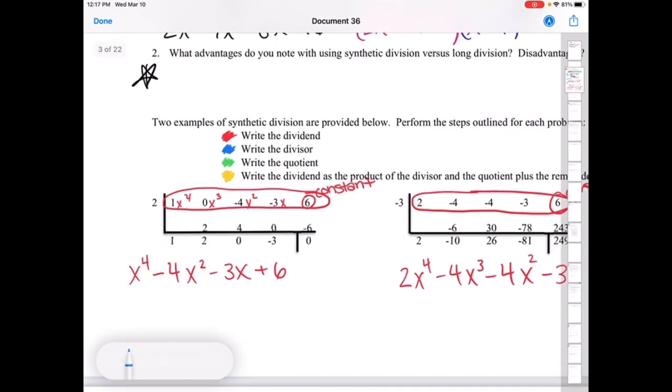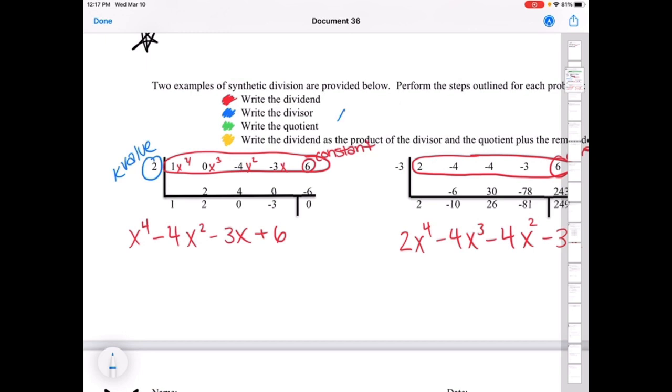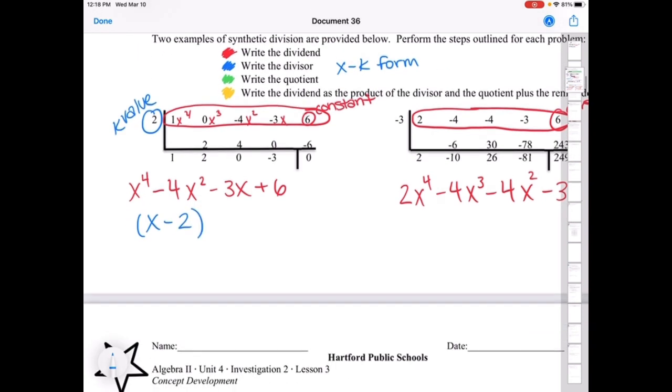In blue, I'm going to write the divisor. So the divisor always comes from the left. It's our k value, and it's always going to be in x minus k form. So here I'm going to have x minus 2, and here I'm going to have x minus a negative 3, which is the same thing as saying x plus 3.